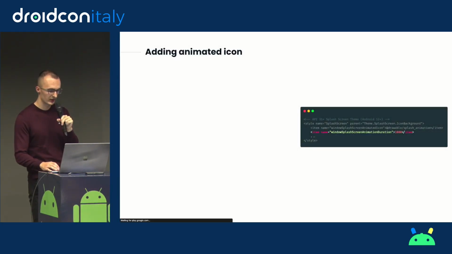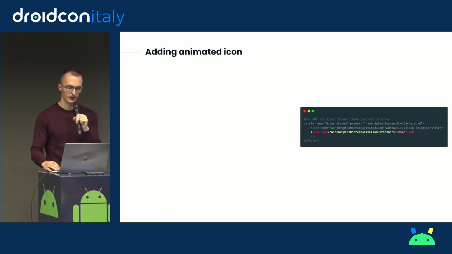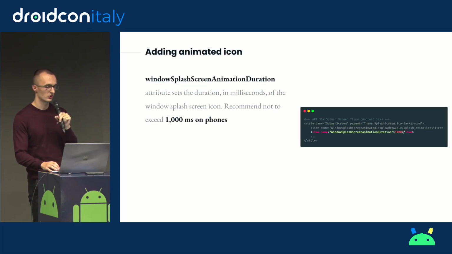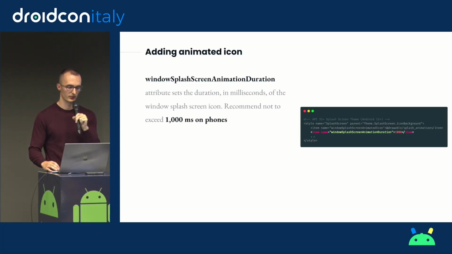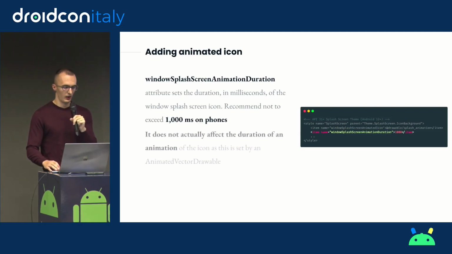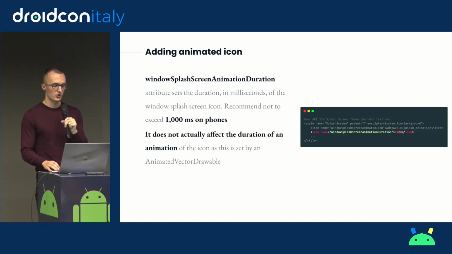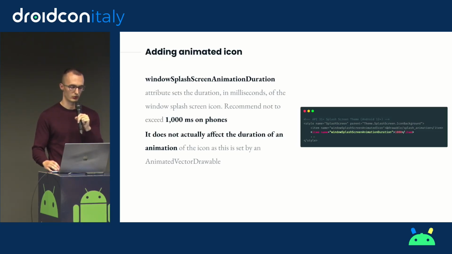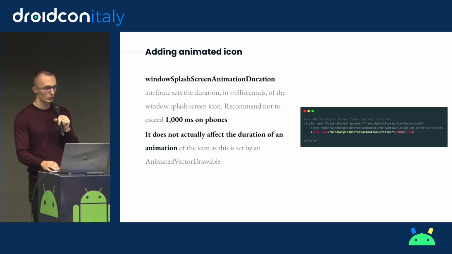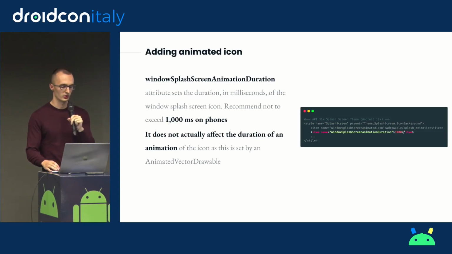And another attribute that you can use when adding an animated icon is the window SplashScreen animation duration attribute. So this attribute sets the duration in milliseconds of the splash screen icon, and the recommendation is not to exceed 1000 milliseconds here. But this attribute does not actually affect the duration of the animation. So the duration of the animation is set by the animated vector drawable itself. So this attribute is used so that you can tell yourself how long the animation takes.